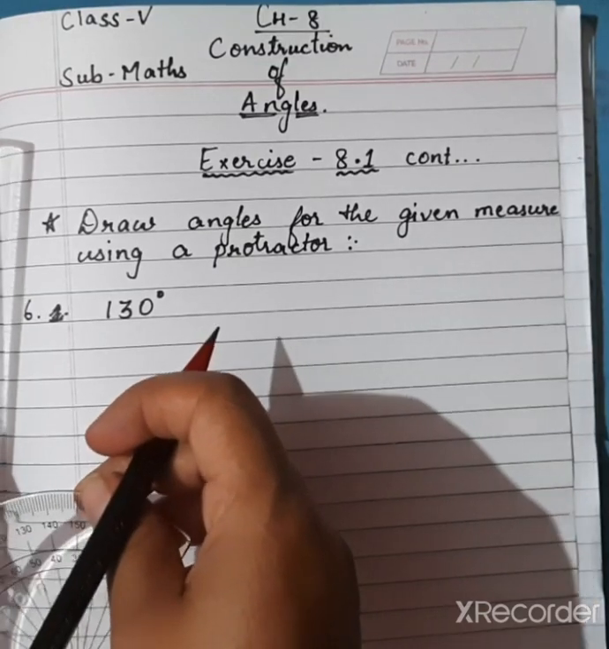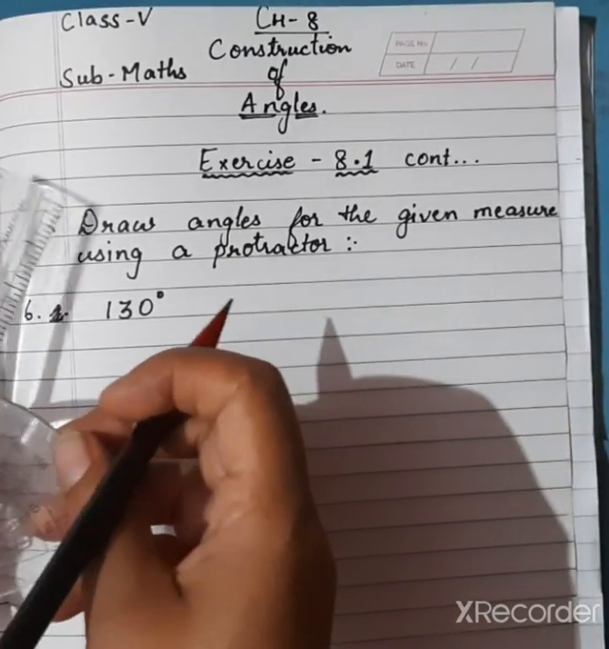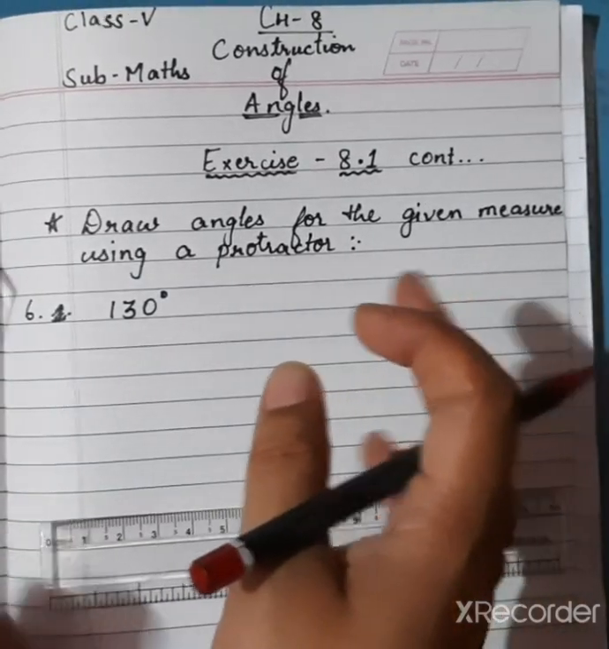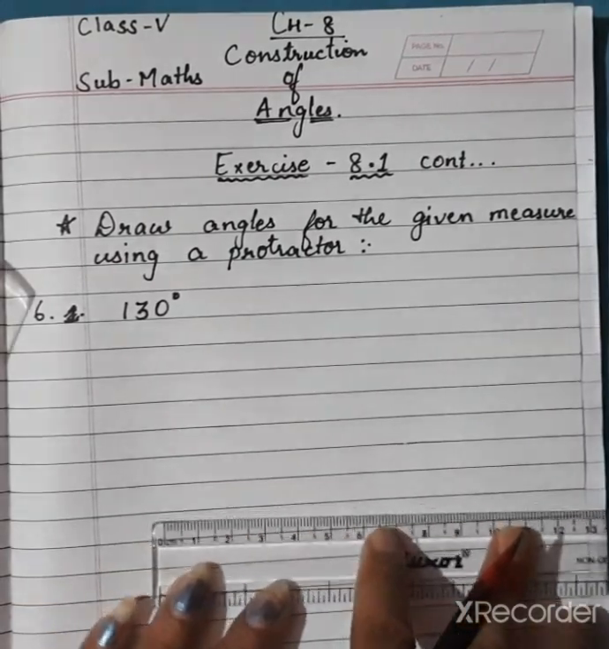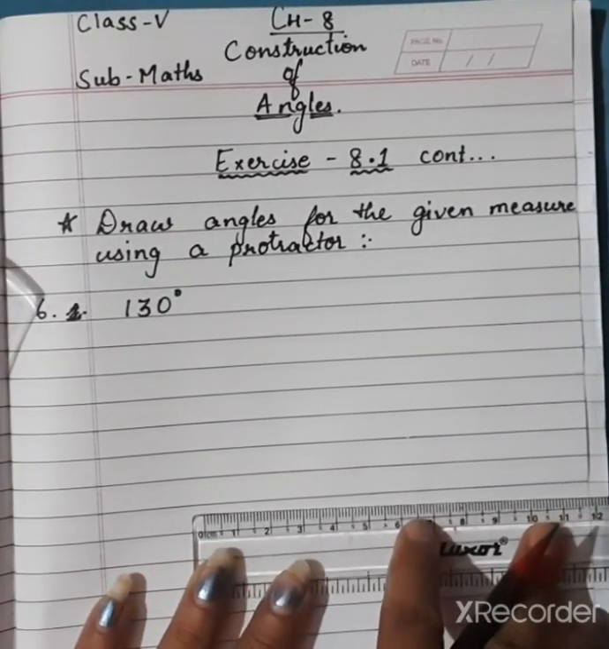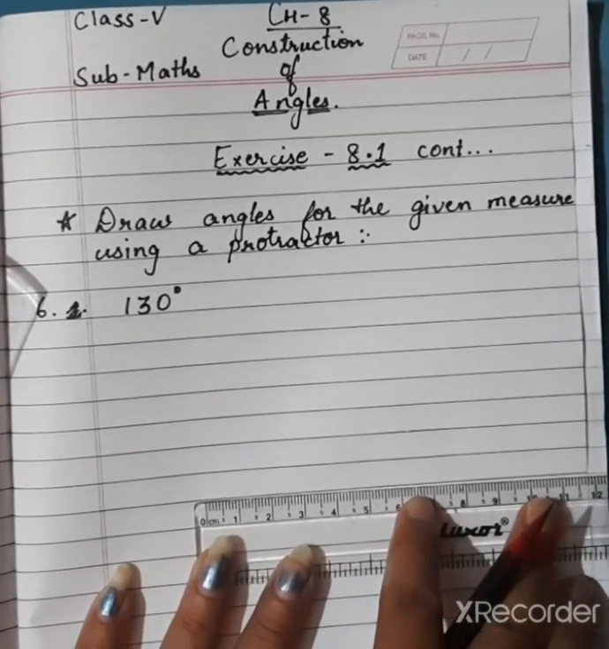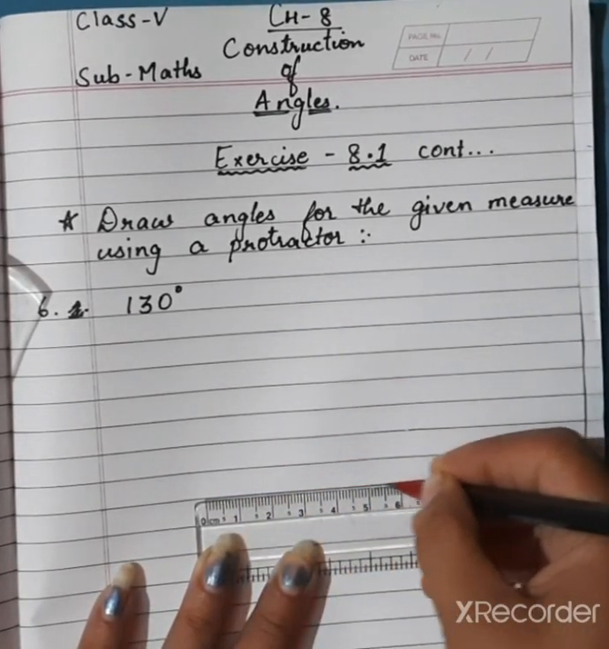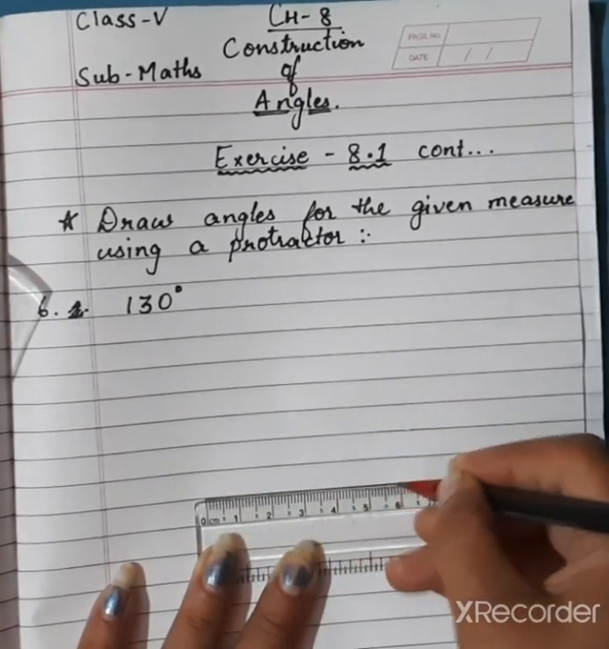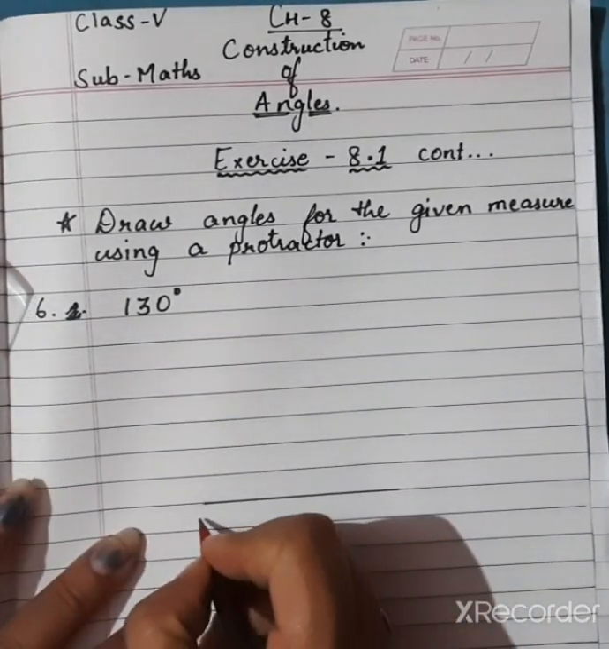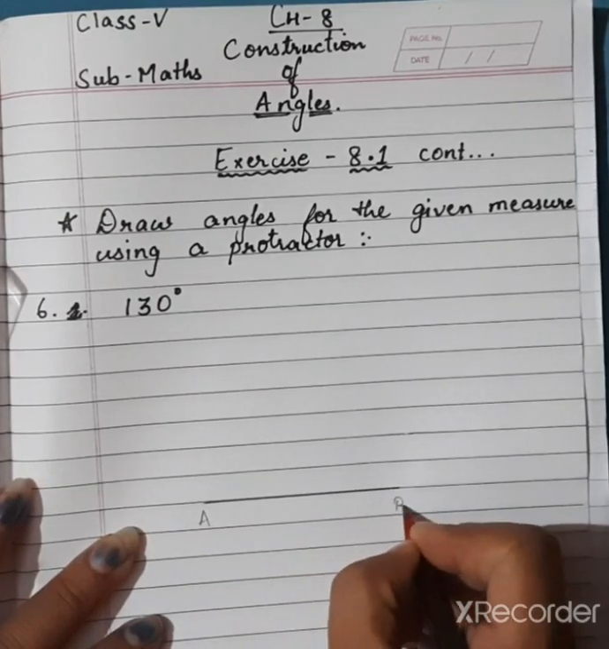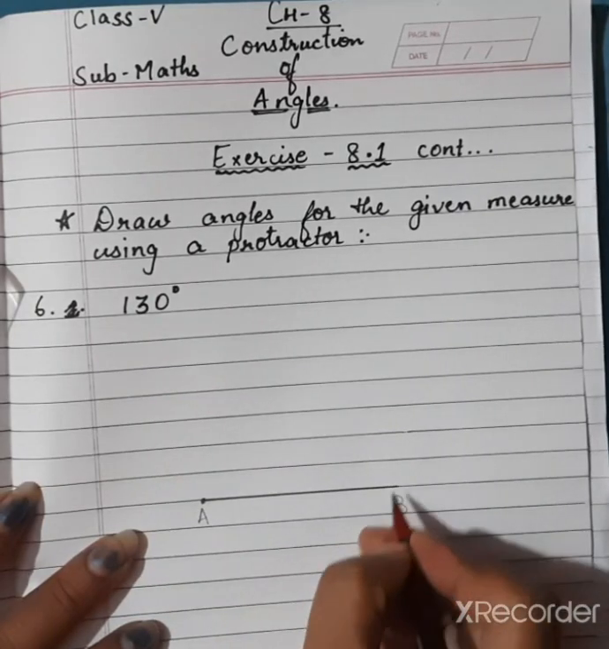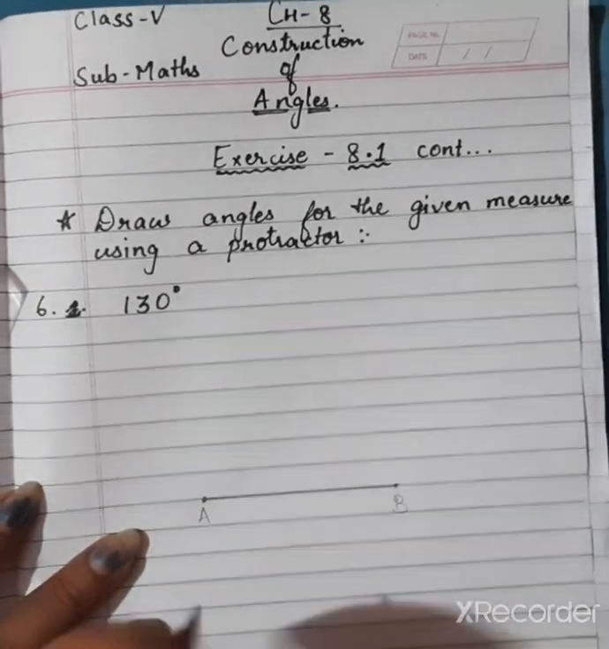So first what you have to do, you have to draw one line segment of any length. Suppose I am drawing this line segment from 0 to 6, that is 6 centimeters. Name it as A and B. This is the end point A, and this is the end point B.